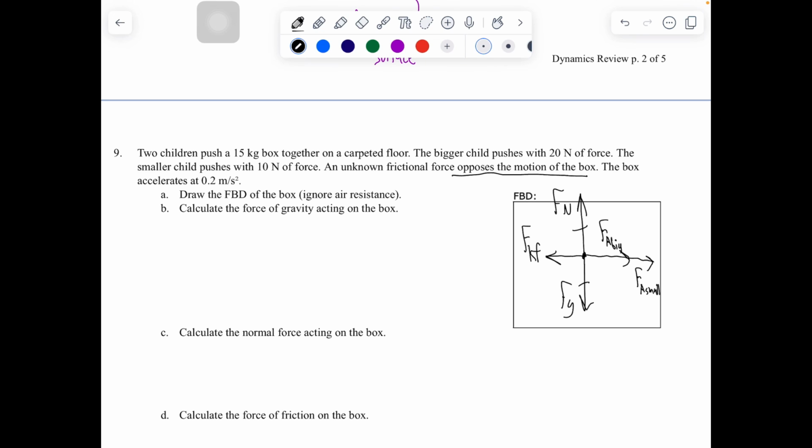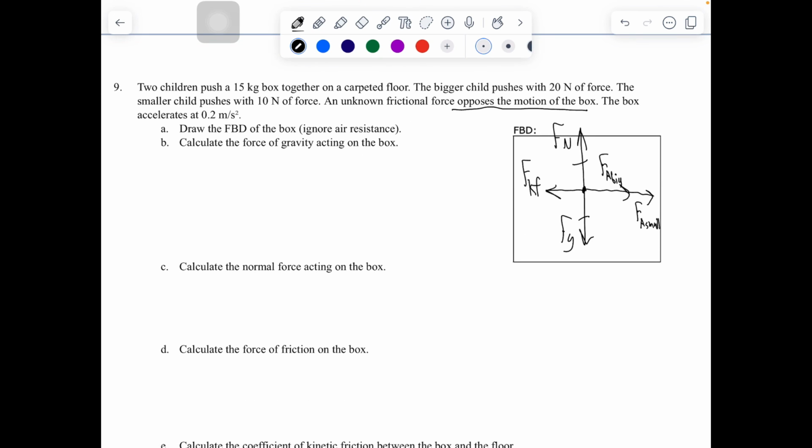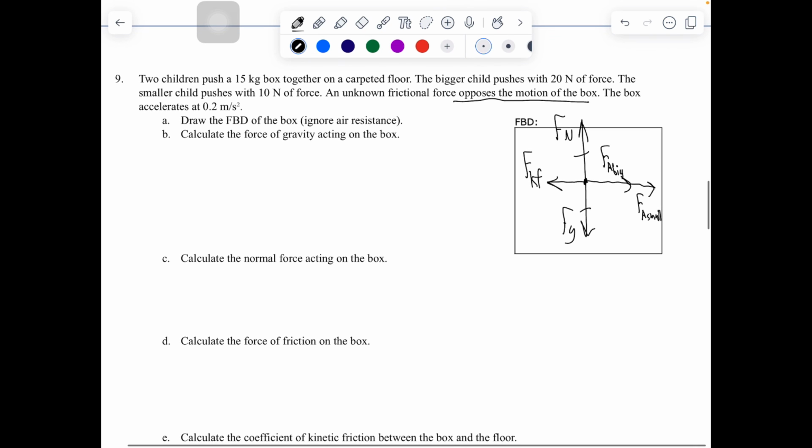Calculate the force of gravity. Well, we always said free body diagram, then write out your two equations. Identify what's balanced, what's unbalanced. You might come back to this later. Let's write out our equations. F total is equal to mass times acceleration. And which way are we unbalanced? We're unbalanced horizontally. So that's what we'll use to write our custom equation.